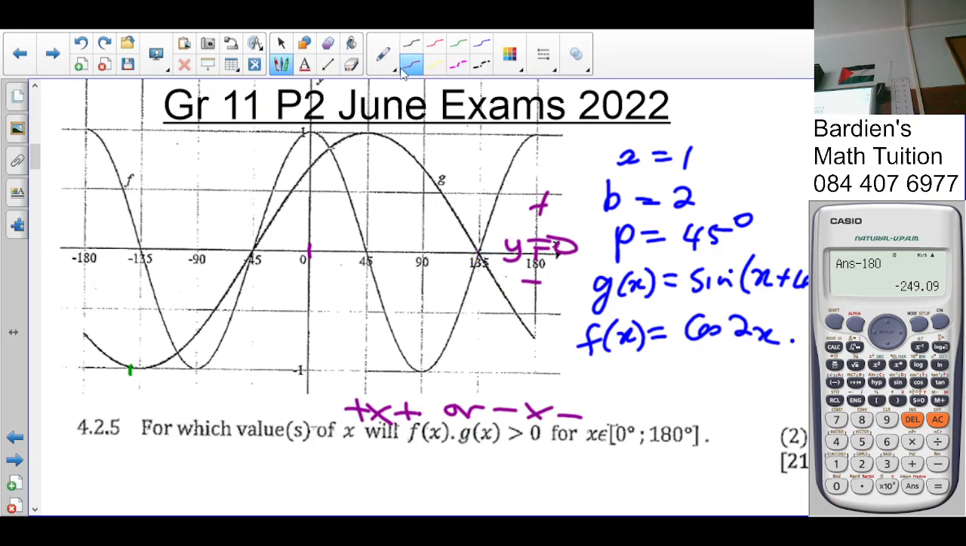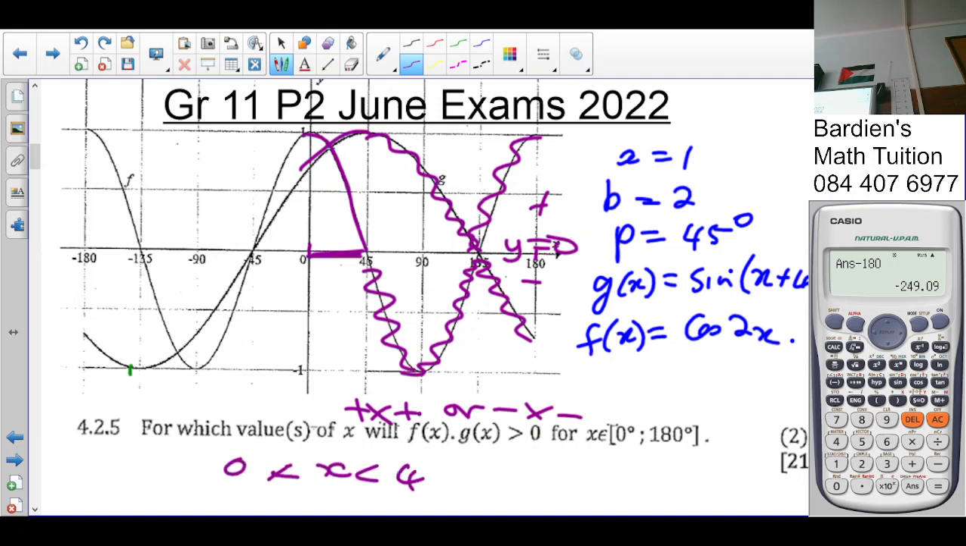So both must be positive or both must be negative. From 0 onwards, what do we notice here? Both graphs are positive. Can you see that? Both are positive from 0 to 45. Then from 45 to 90 to 135 to 180, it doesn't satisfy what they're looking for. Not so. So it's only from 0 to 45. So x is greater than 0, but x is less than 45 degrees. Okay. So a good question. Let's move on.